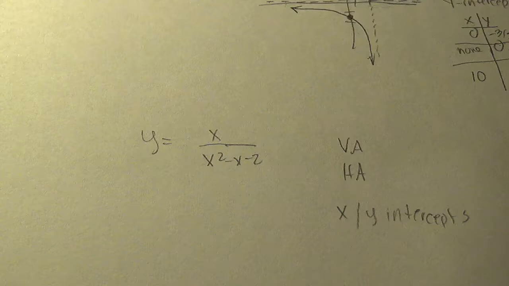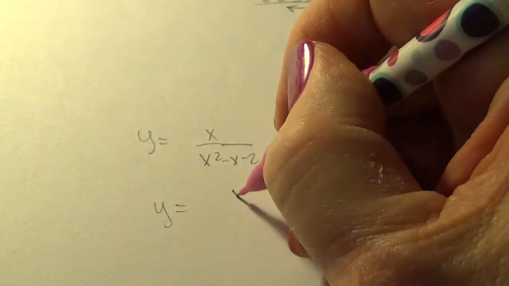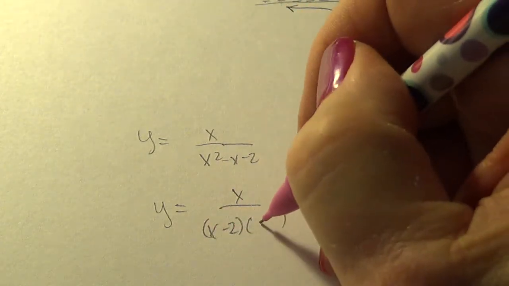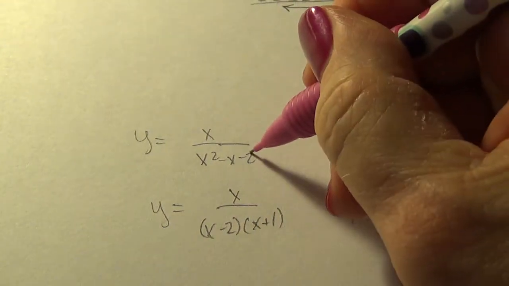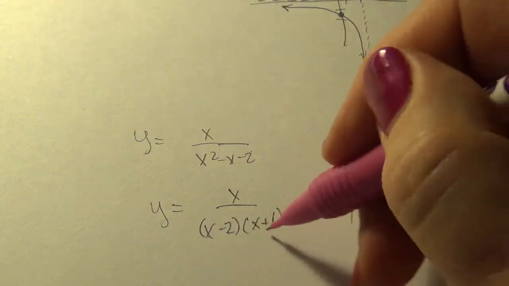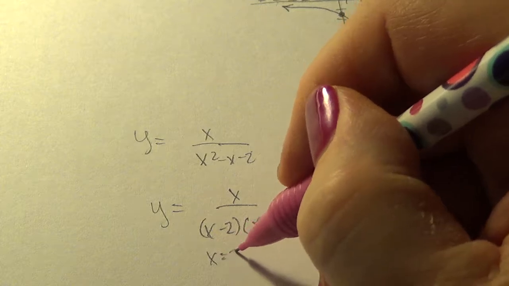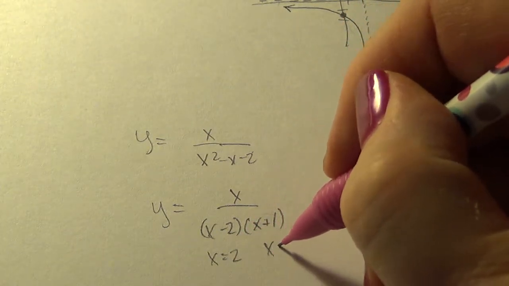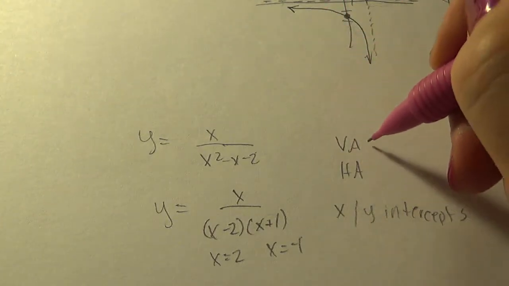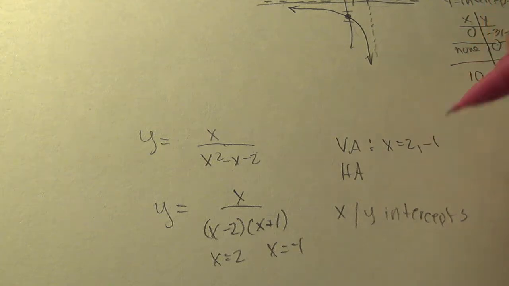Alright, the vertical asymptote is what causes the denominator to zero out. Let's factor it to easily see what that is. So we get x minus 2, x plus 1. So what causes this to zero out and this to zero out? Well, if this was to be 0, x would equal 2, and if this was to be 0, x would equal minus 1. So we found two vertical asymptotes, and they are x equals 2 and x equals minus 1.